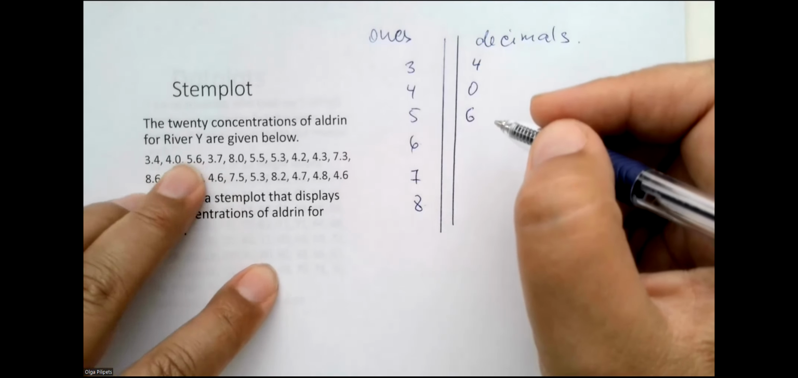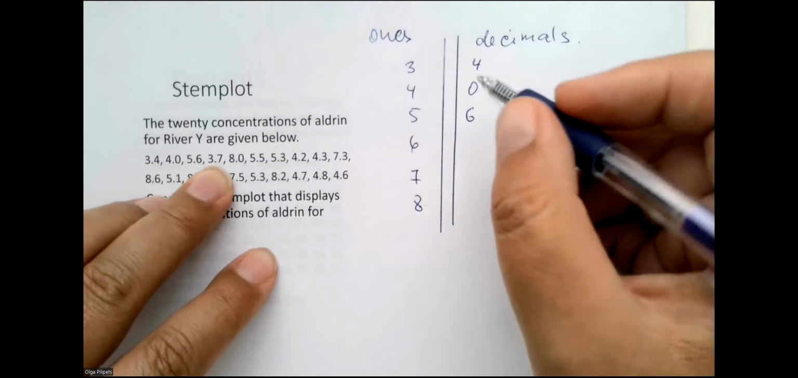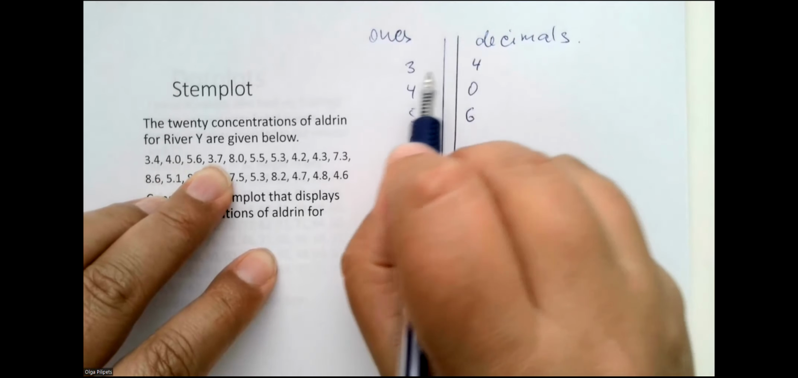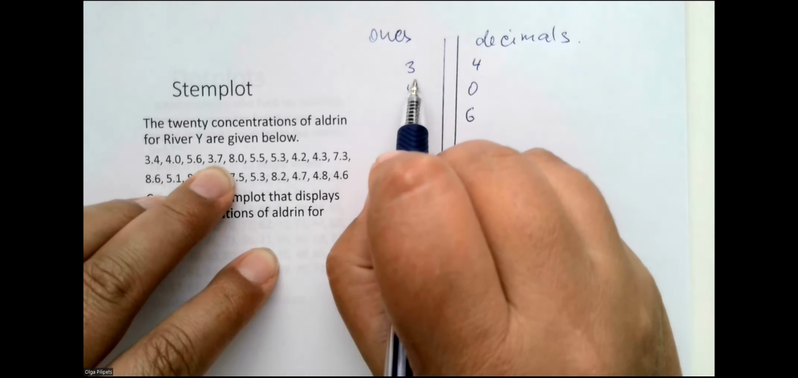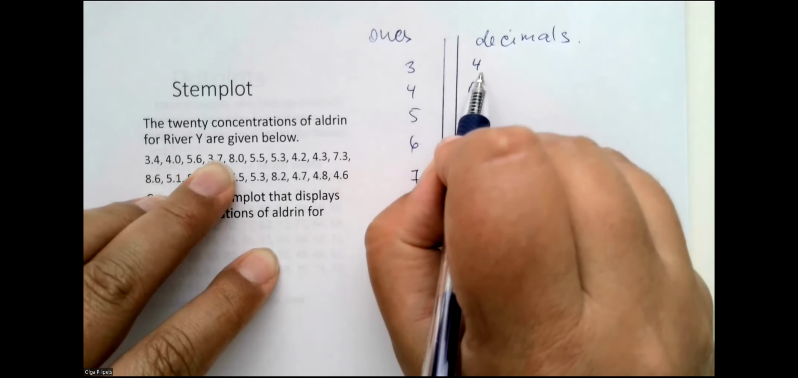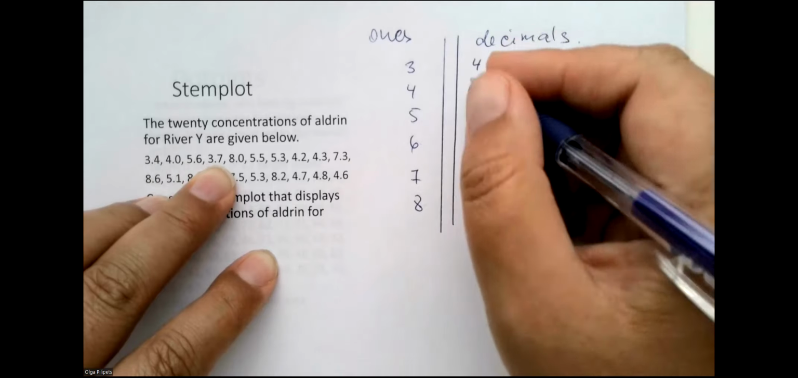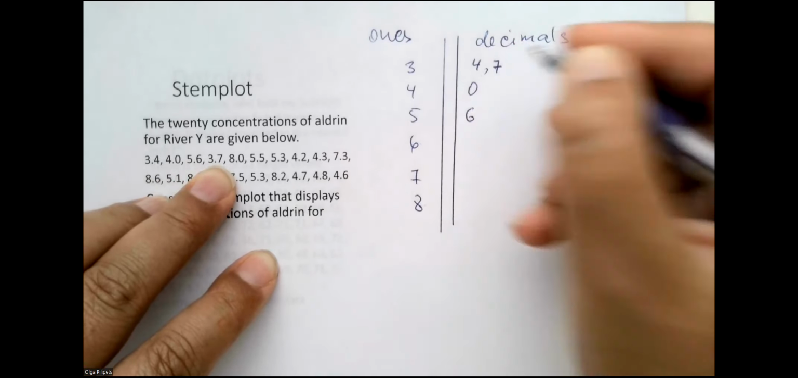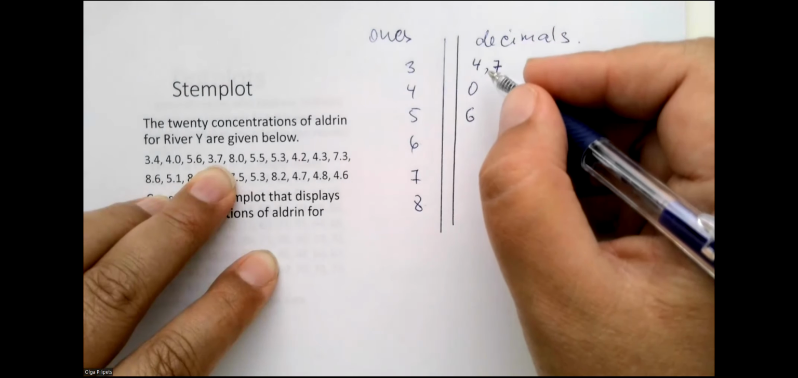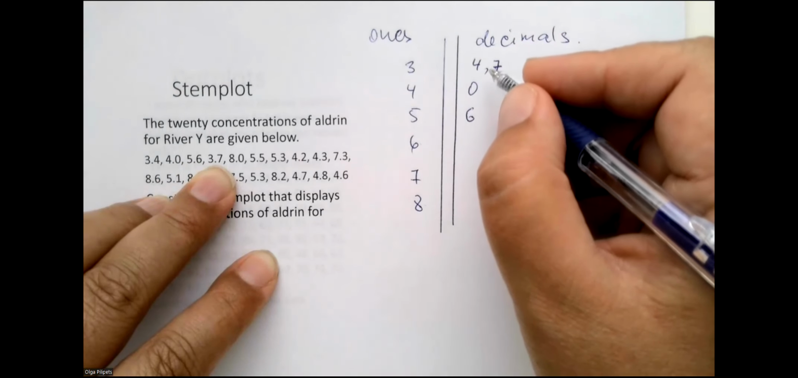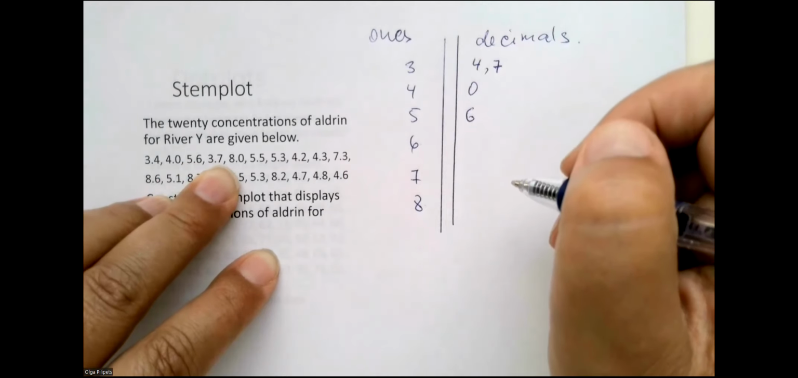Let's do one more. So here we have 3.7, right? We already had 3.4, so we're going into this row where the stem is 3. Now the other leaf that we have is 7. So we're just gonna list it, this value separated by a comma from the previous value.